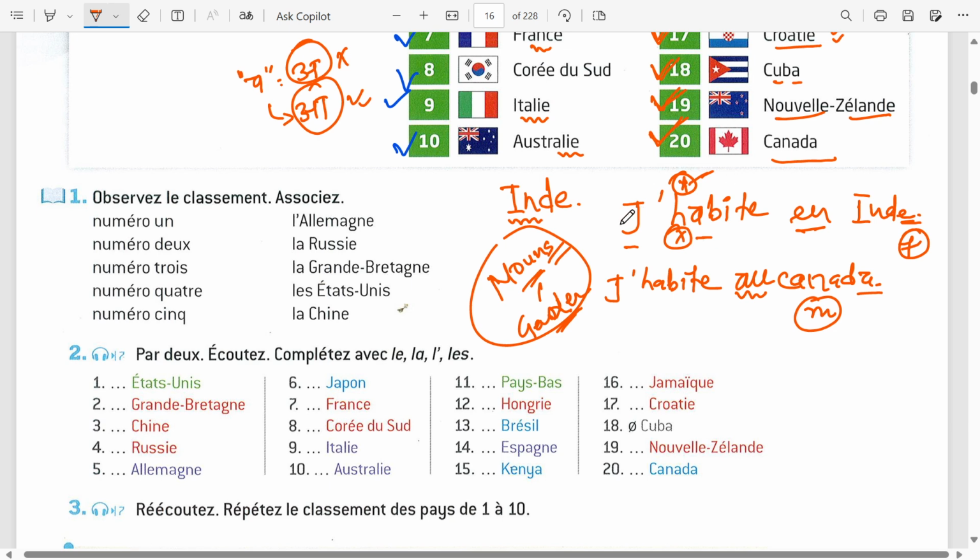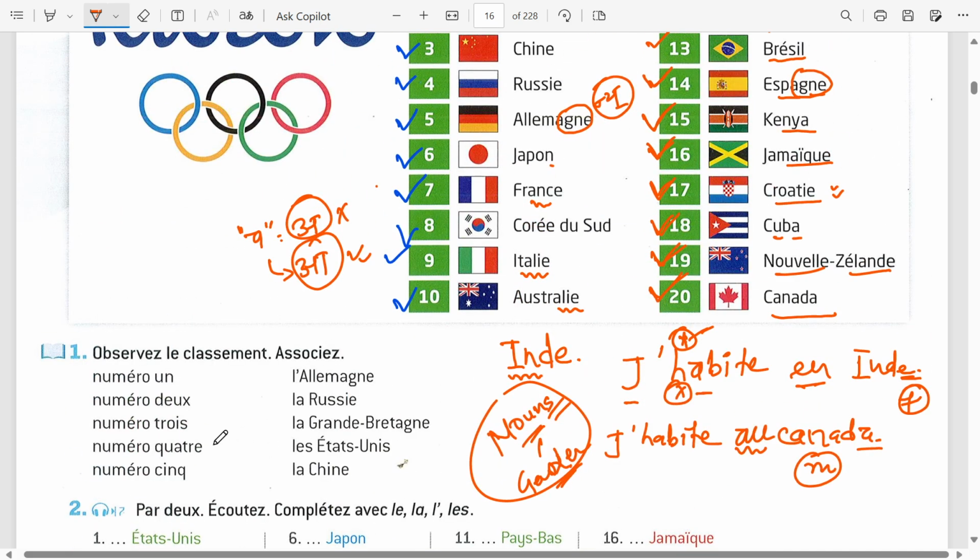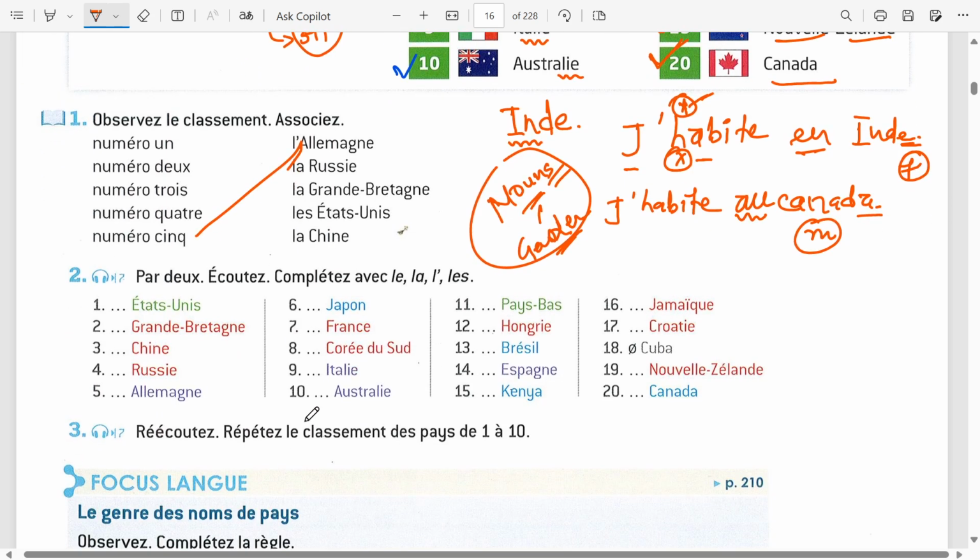Okay, perfect. So now you have to do this exercise. I will not help you with this because you have to do it. Number 5 is which country? Find it out and just match it. You guys can do it.